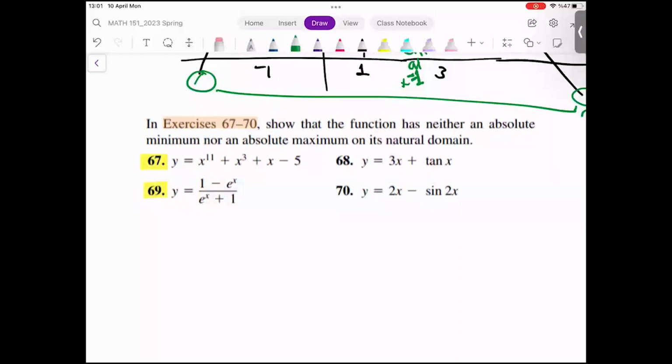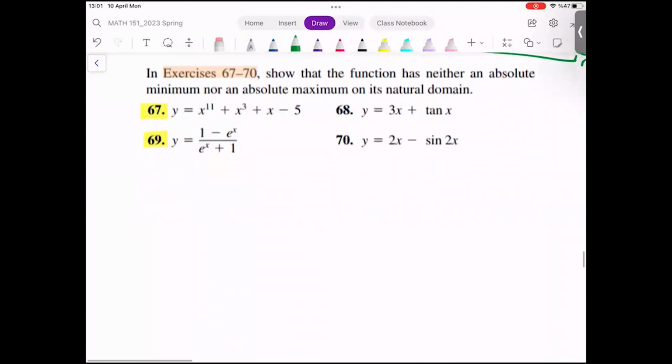Everyone, we continue with the second part. In this part, we will talk about Rolle's theorem, the mean value theorem, and also more absolute max min stuff. So let's continue with this problem, 67.